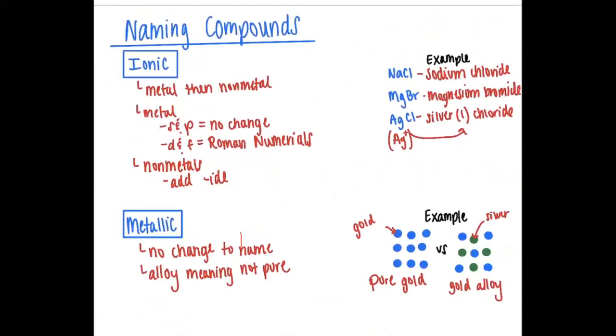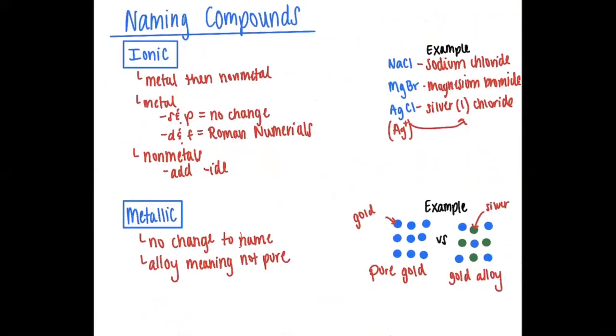All right, cool. I saw a lot of thumbs up, so let's keep rolling. Naming compounds is going to be helpful for you moving forward. Ionic and metallic we've already done. Ionic is very simple: metal, then non-metal. The metal has no change except maybe adding a Roman numeral if it's in the D or F block. For non-metals, we add an -ide. If you look over here, we have a couple examples, and we'll do a couple more if we need it.